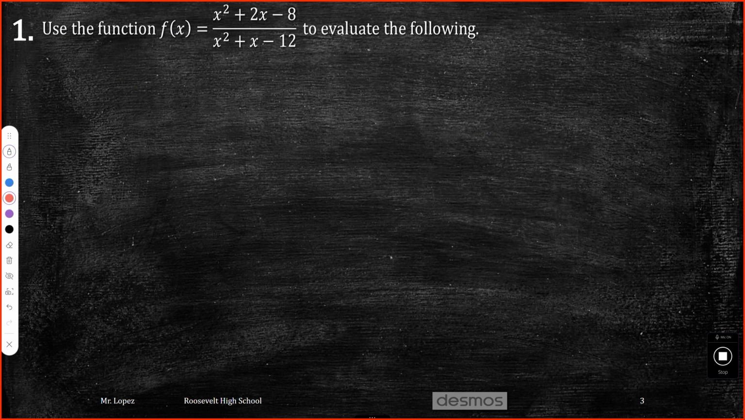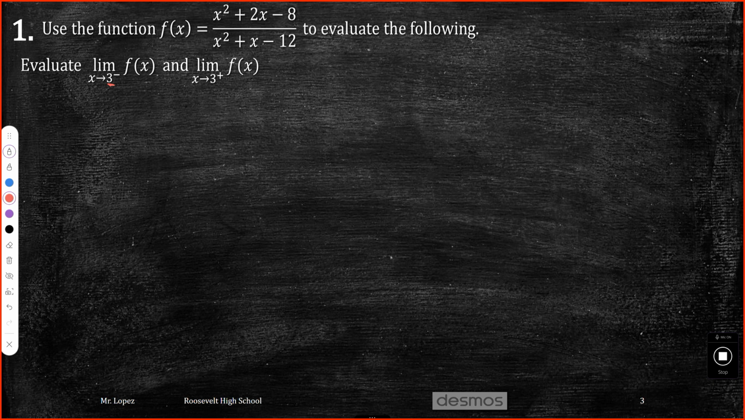All right, let's do a problem here dealing with infinite limits as x approaches infinity and what the limits are. Use the function f of x equals this rational function to evaluate the following. Evaluate the limit as x approaches 3 from the left of the function and the limit as x approaches 3 from the right of the function. You would notice that if we plug in x equal to 3 into the function, we get an indeterminate form.